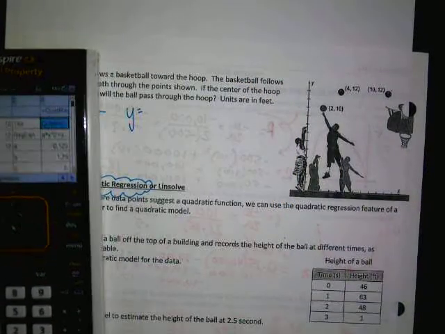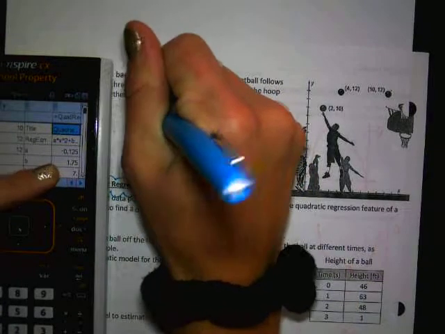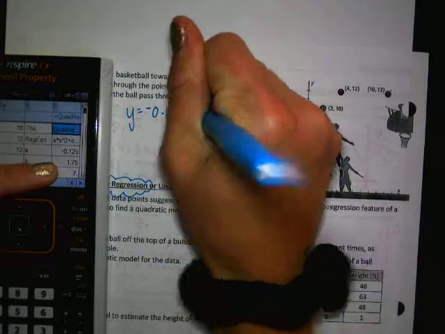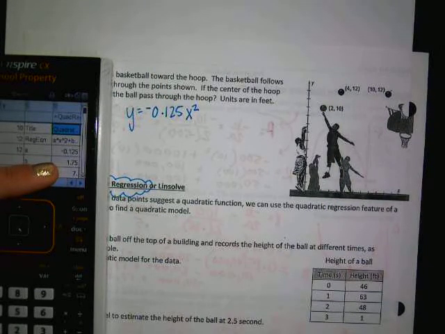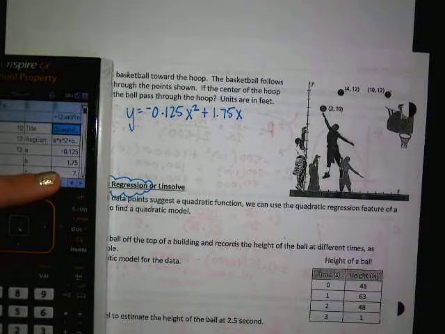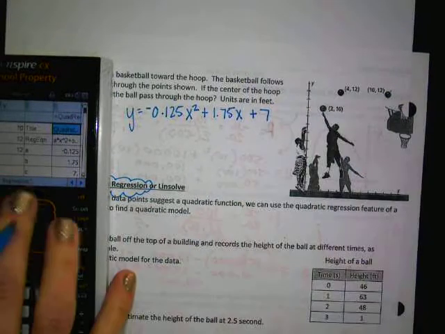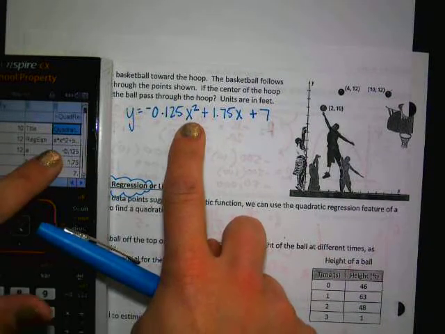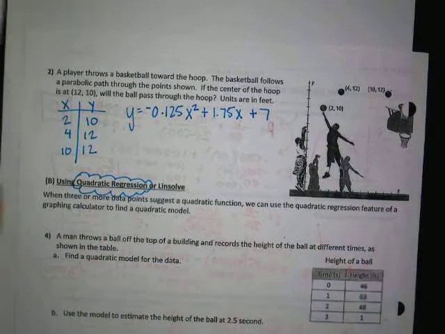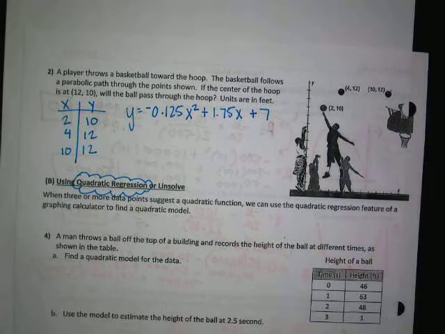All right, so now I know A, B, and C, and I can write it as y equals negative 0.125 x squared plus 1.75x plus 7. So A, B, C. All right, does anybody need help with that on their calculator?